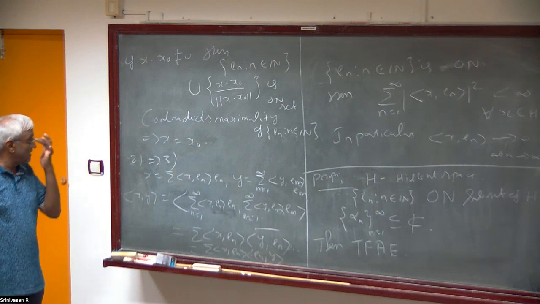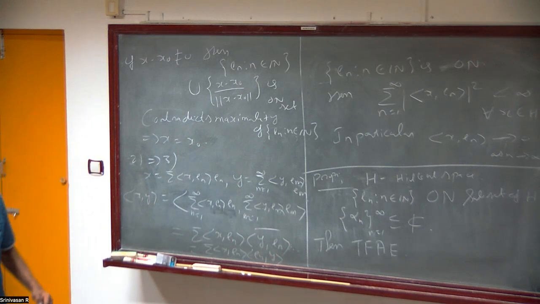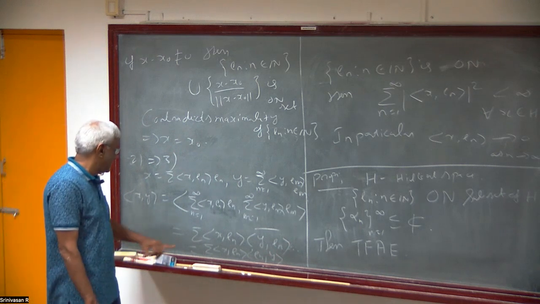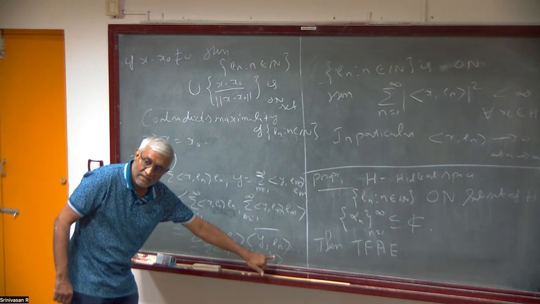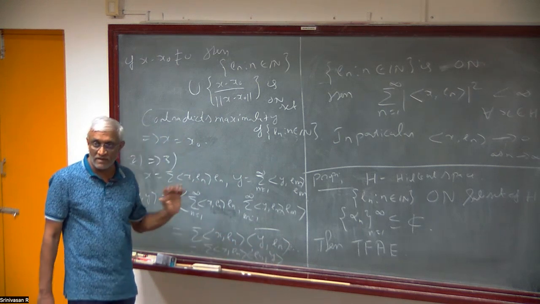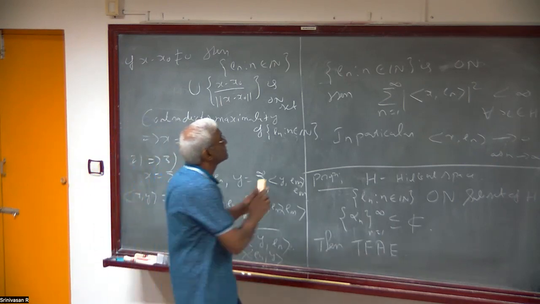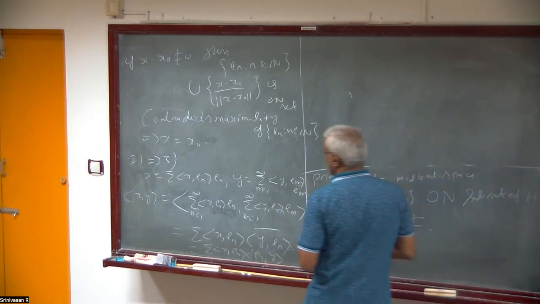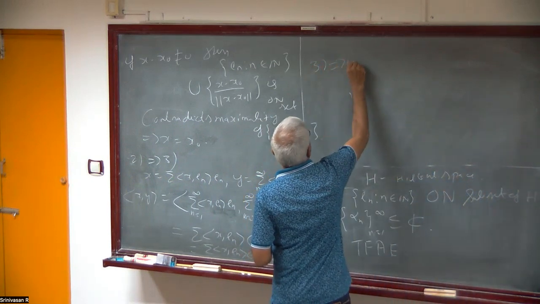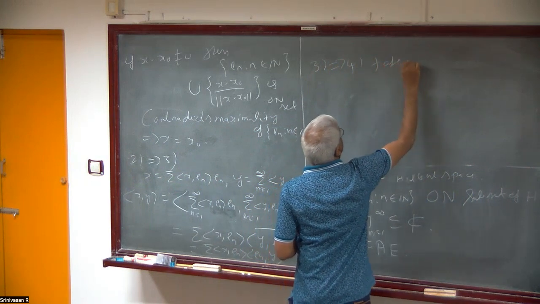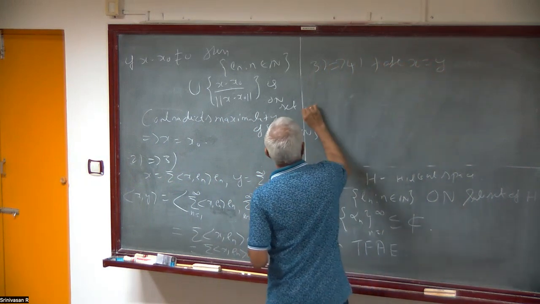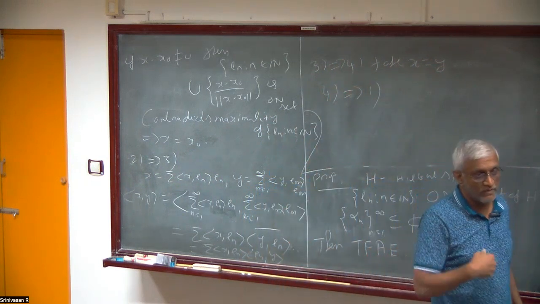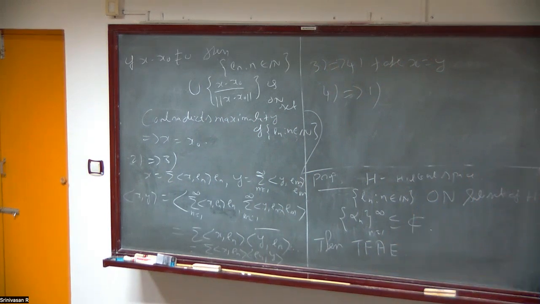Okay. And the fourth statement is just take x equal to y. Right? Then x, En, x, En is just the bar of that. So the norm of x, En squared. Now we are left with only 4 implies 1. We are left to prove only 4 implies 1.